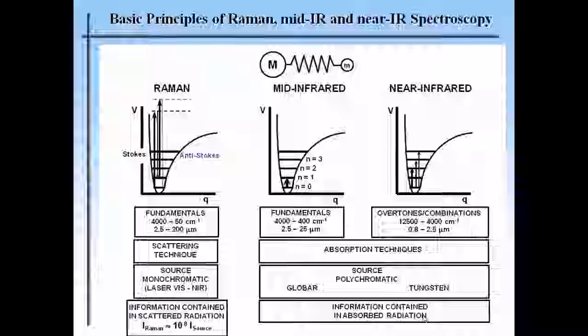The problem of Raman spectroscopy is here. The intensity of the Raman line is only 10 to the minus 8th of the excitation line. That's why you have to use a laser in order to see a Raman spectrum. This is just one of the problems. There is another one. We are going to talk about this. So the information is contained in the absorbed radiation for mid-infrared and near-infrared, and it is contained in the scattered radiation for Raman. So this is a scattering technique, and these are absorption techniques.